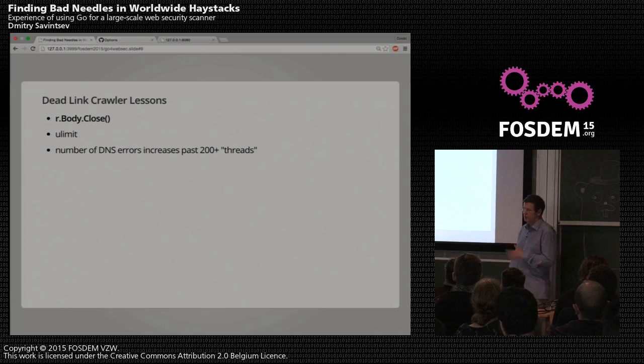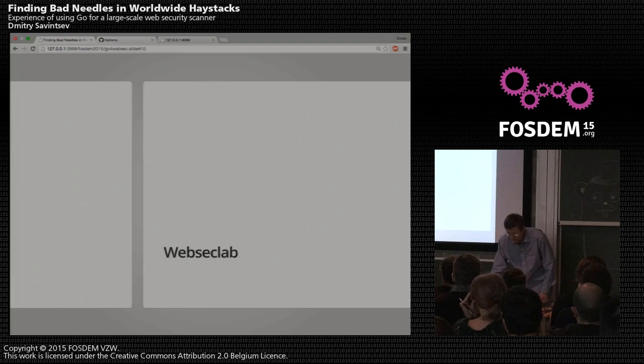So some of the lessons, beginner or rookie lessons: you find out fast that you need to close the body, otherwise it goes south. The ulimit needs to be increased. And I also found that the sweet spot is somewhere between 100 and 300 goroutines running in parallel. Because when I tried to do like 1,000, I was getting DNS errors, which could be a setup issue of the local DNS server.